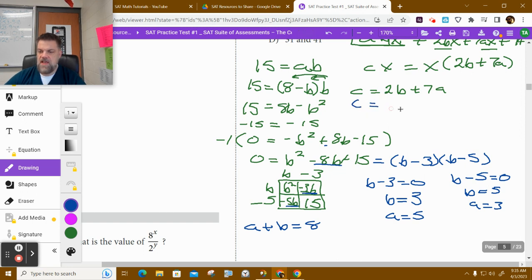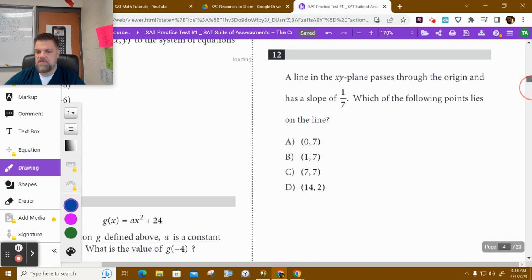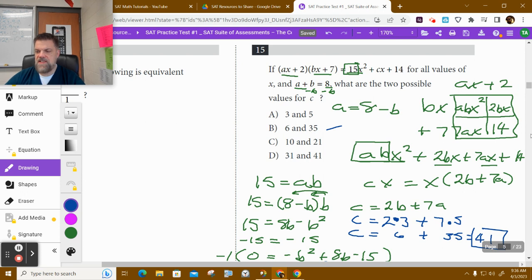In other words, c, if b equals 3, in other words, 2 times b, which is actually 3, plus 7 times a, which in this case would be 5. We get 6 plus 35, or c equals 41. So that's one answer. I think there's only one that has 41. So it's probably D. But now we got to plug in the other numbers and see what we get.